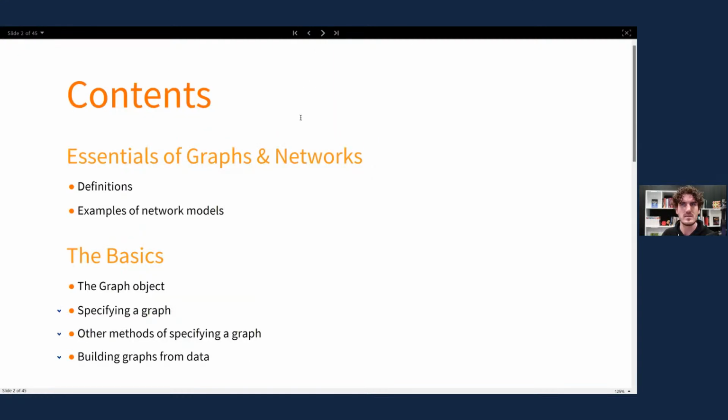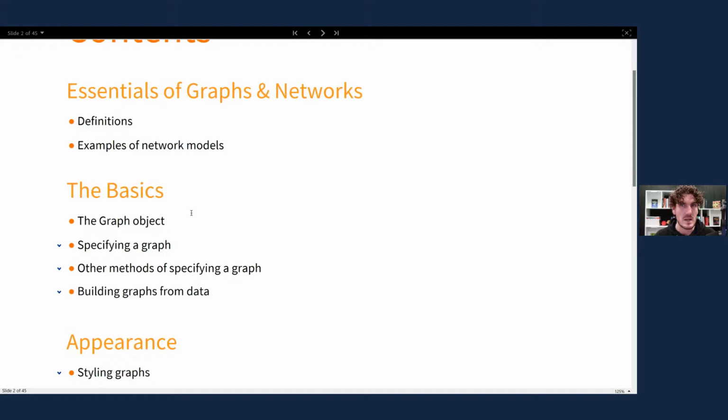So here's a summary of what we'll cover today. We'll start with the very basics of what a graph is, the representation of a graph in Wolfram Language and in the notebook that I'm using, the front end. How we can specify which kind of graphs we want, building graphs from data and the different file types that are supported.